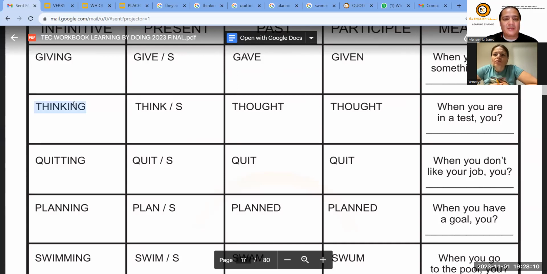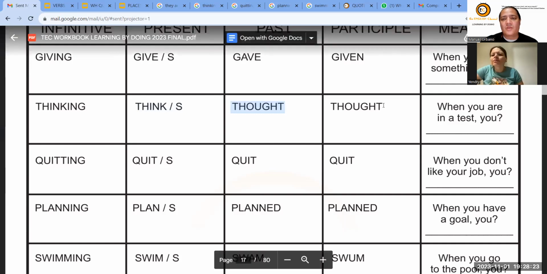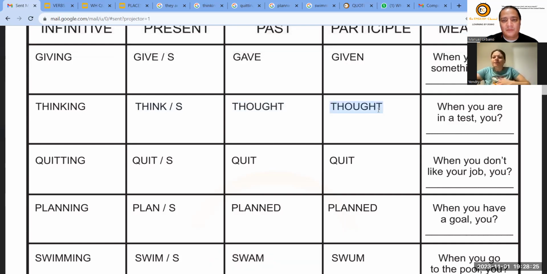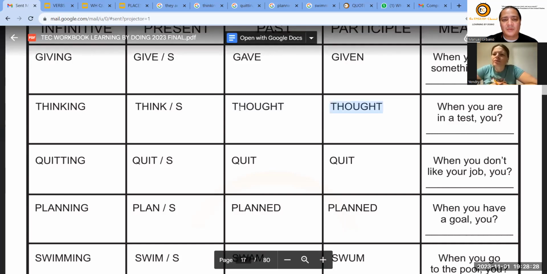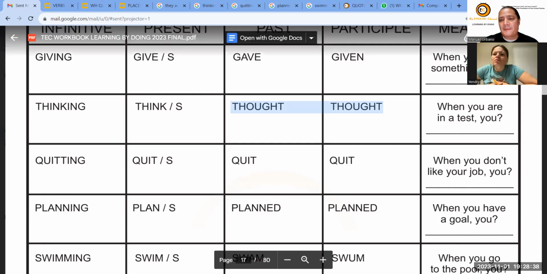Our next verb is thinking. Please repeat. Thinking, think, thinks, thought. This one is also an irregular verb. The good thing is that it doesn't change between the past and the participle. So it's think, thought, that's it. And when you are in a test, in an exam, well, you're thinking.